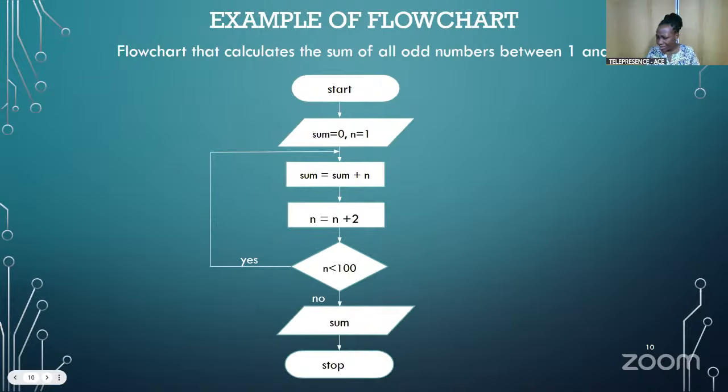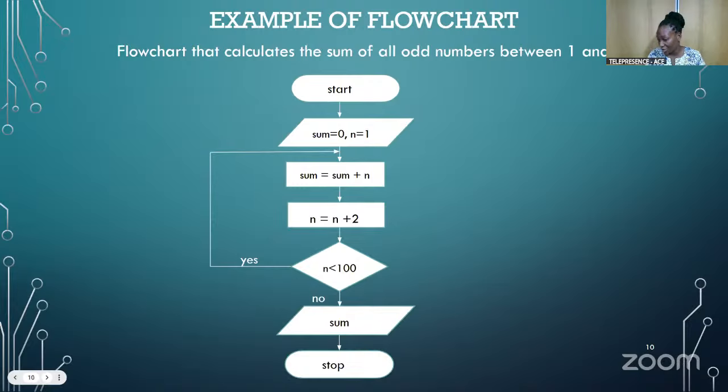You initialize your sum. You say sum should be 0 because we are adding continuously. Then n is 1. That's the first number. So that is a parallelogram, the reason being that it's an input. You are saying that your sum is 0 and your n is 1. Now you move to sum equals sum plus n. Your sum is 0, you've initialized it to 0, and the first number is 1. That is 0 plus 1.